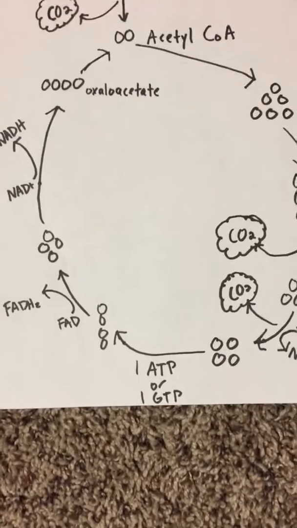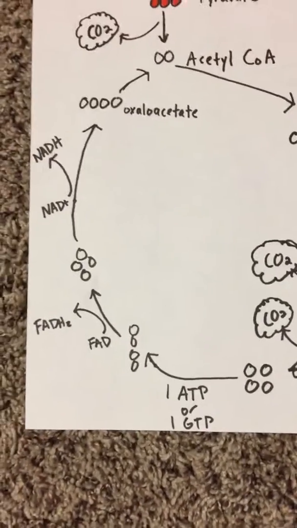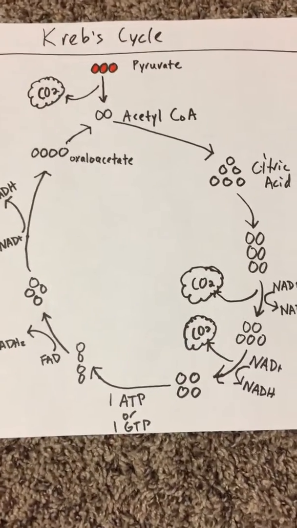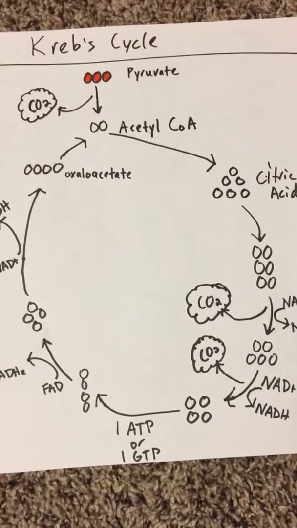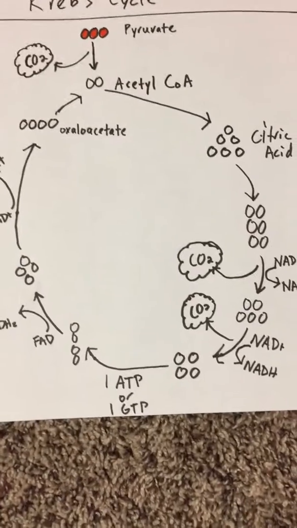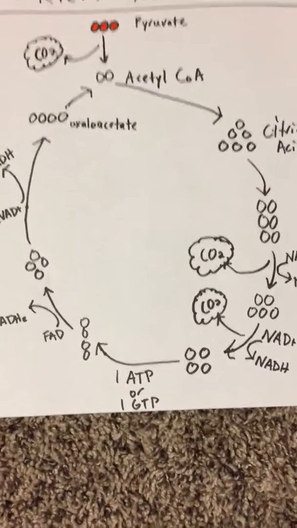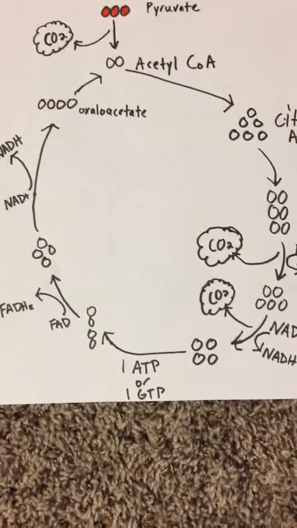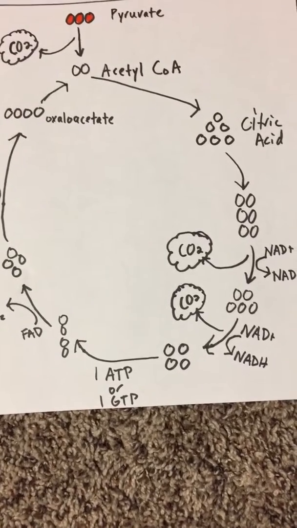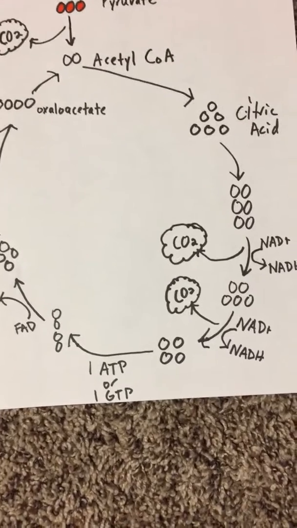This is called reduction. And then the opposite, losing electrons, is called oxidation. It can be slightly confusing, but gaining electrons, reduction. Losing electrons, oxidation. So the NADH is the reduced form, and then the NAD plus is the oxidized form. The FADH2 is the reduced form. The FAD is the oxidized form.